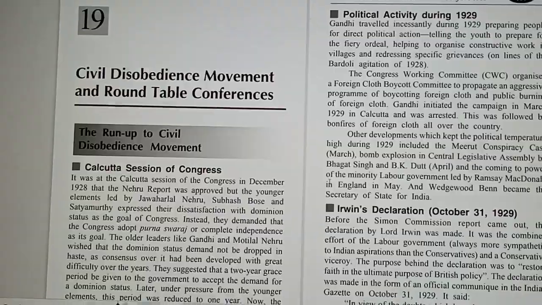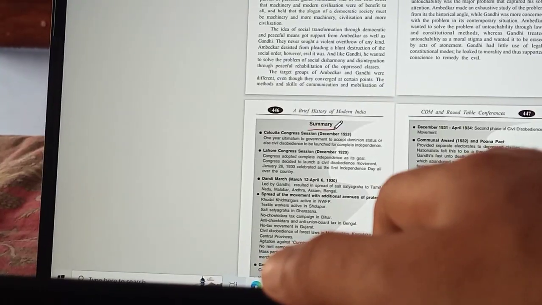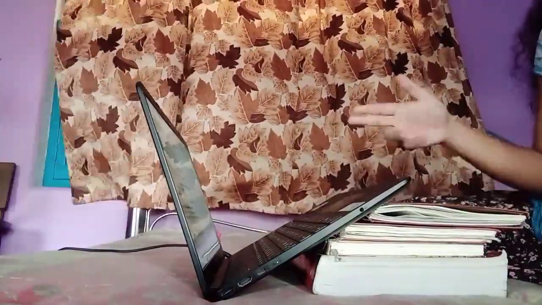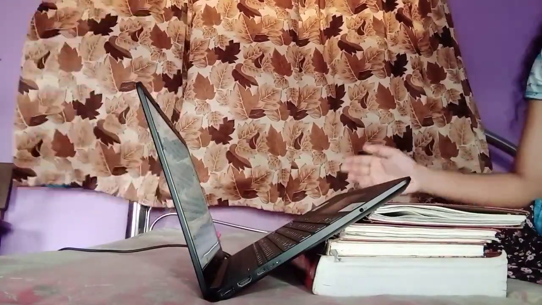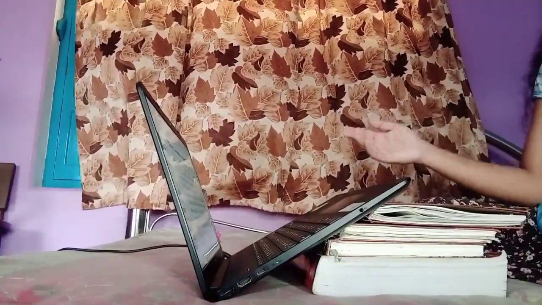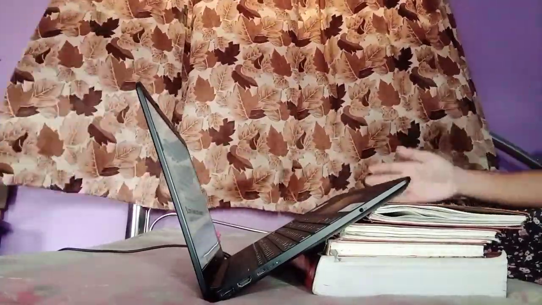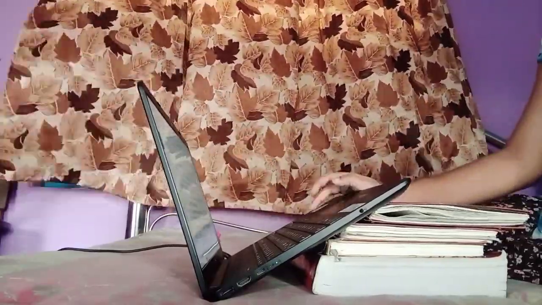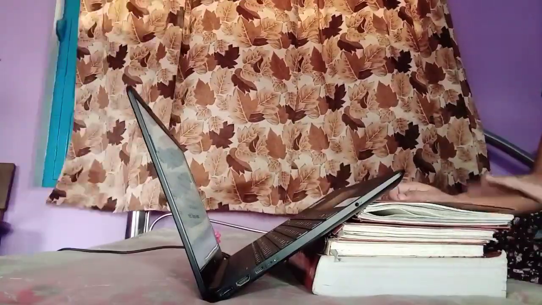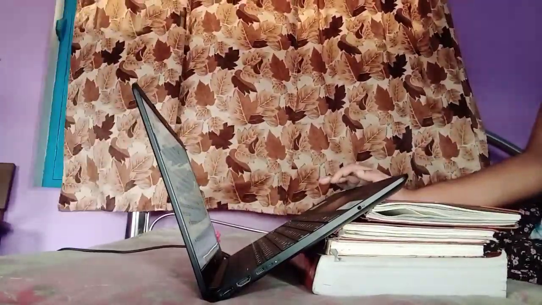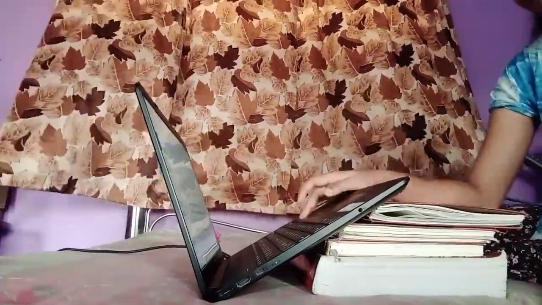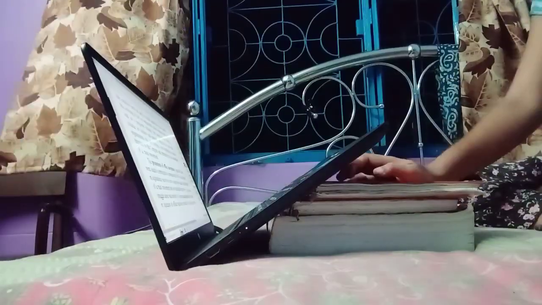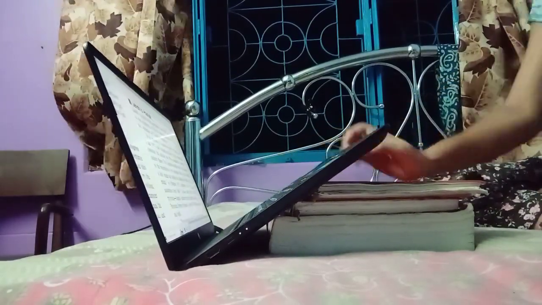So here is the next chapter, civil disobedience movement and round table conference. Let's complete it quickly. Now the chapter is done. And I came to the next chapter, the 28th chapter, the debates on the civil disobedience movement. Is it right or wrong?